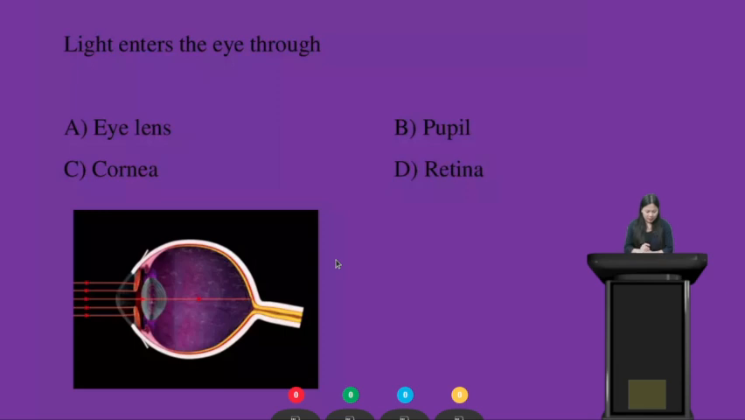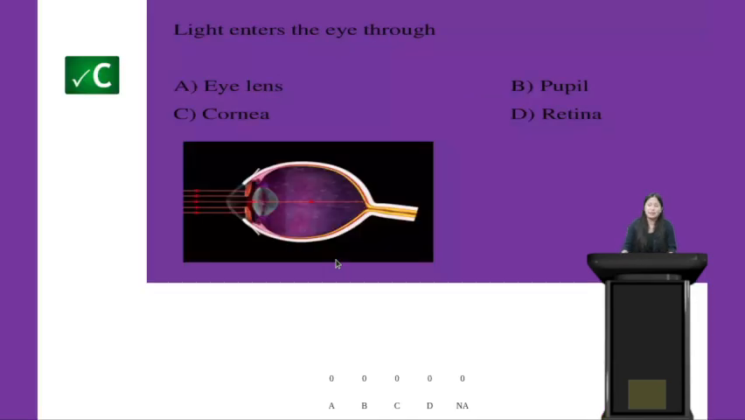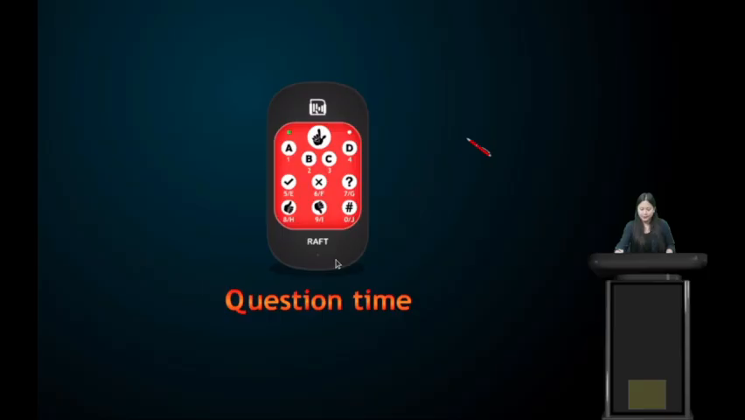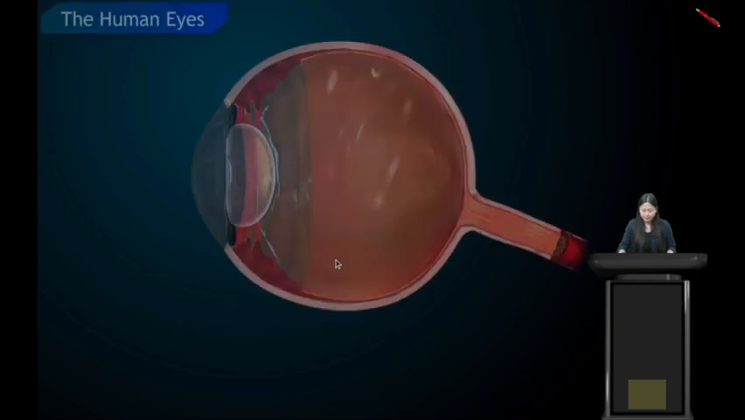Alright, students, your time is up. And yes, the correct answer for this question is option C, that is cornea. We have seen that light enters the eye through the cornea, but the amount of light entering our eyes is controlled by the pupil. So the correct answer is option C, cornea. Don't get confused, alright students. I'm repeating this. Light enters the eye through the cornea, and the amount of light entering our eyes is controlled by the pupil. Okay, alright students, let us proceed.